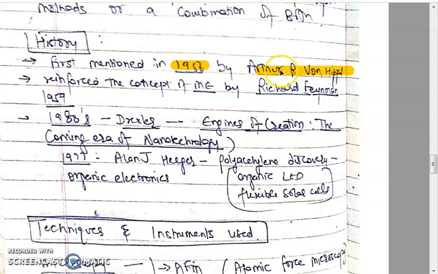He was the first person who gave the concept of molecular engineering, and this concept was reinforced by Richard Feynman in 1959, who quoted that there is always plenty of room at the bottom, which means that there is always a possibility that we can design something new, we can create something new if we go from macroscopic level to microscopic level.